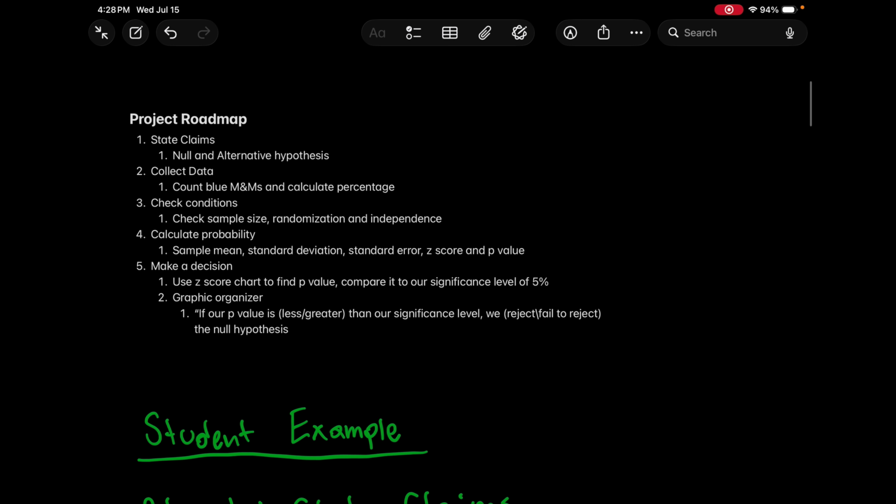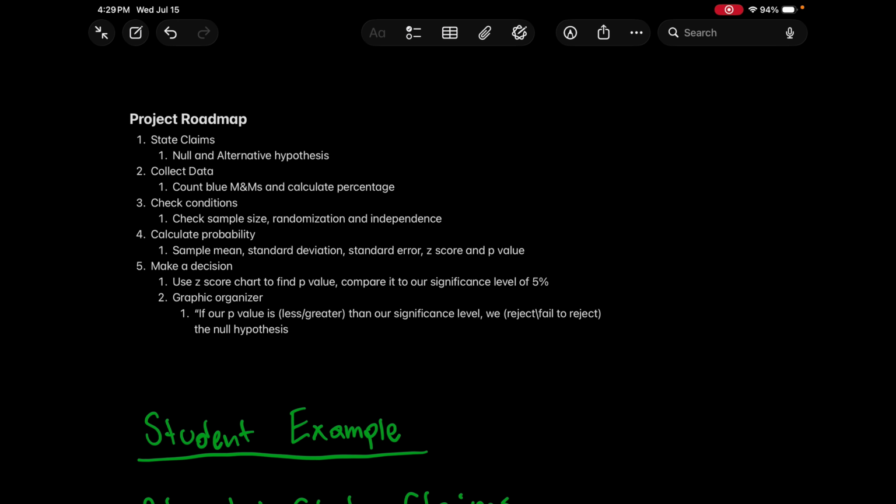Step two is going to be our data collection. Building on what we learned last class, we're going to sample some data and calculate some simple averages here. We're going to count the number of blue M&Ms. Each of us is going to be given one bag. And then all 36 of us are going to calculate the percentage of blue M&Ms in the bag, and we're going to write it up on the board. From there, we're going to use our 36 data points to check some conditions.